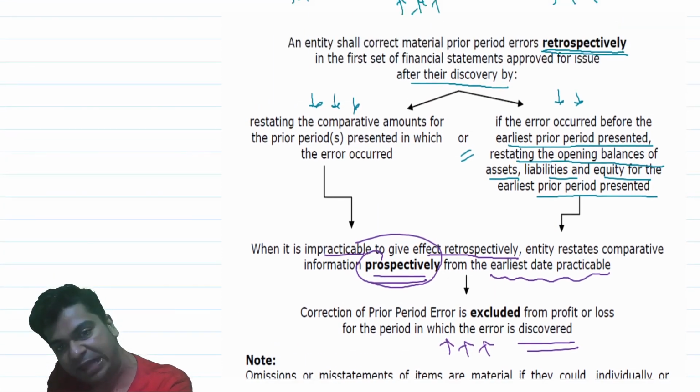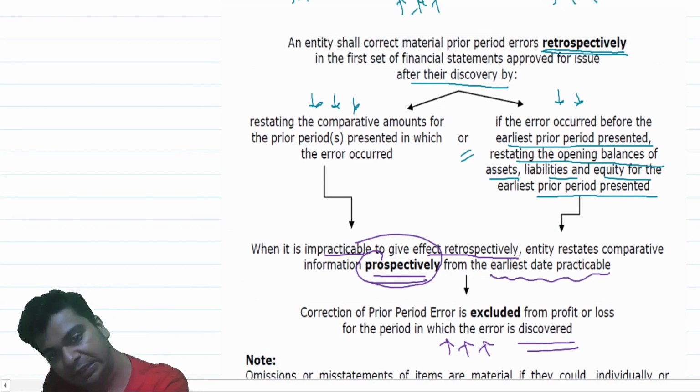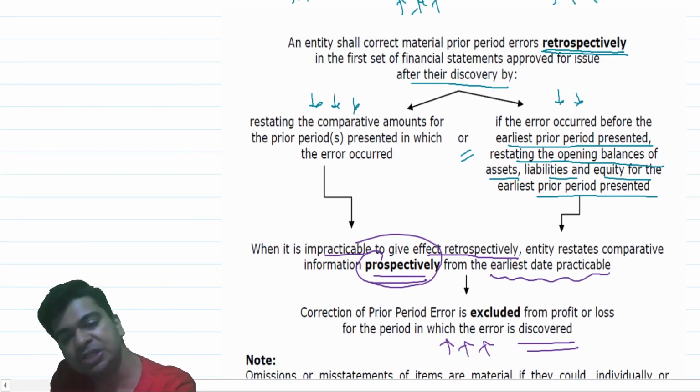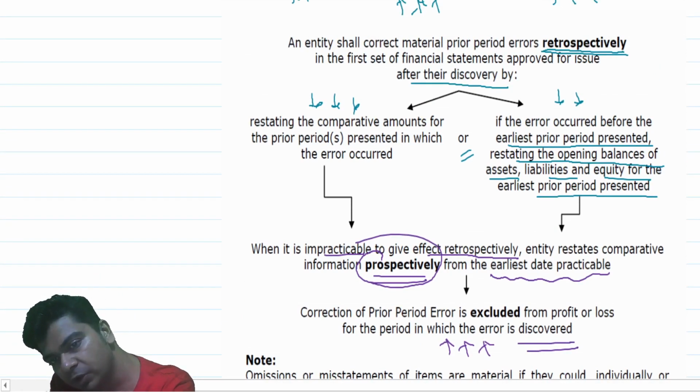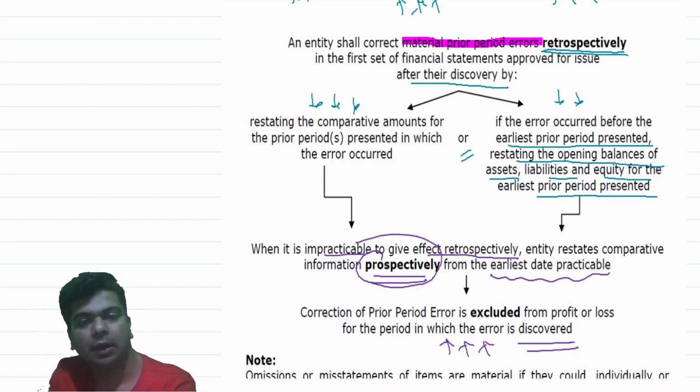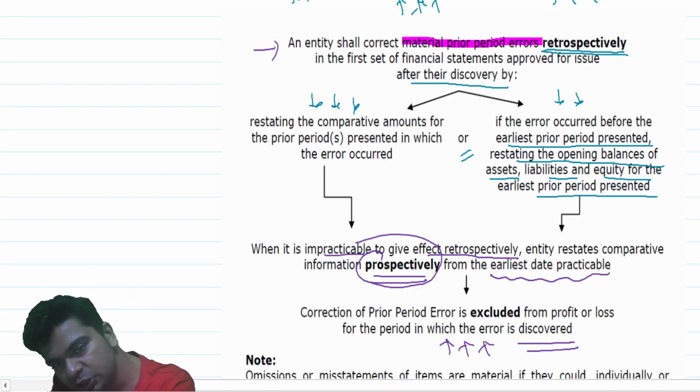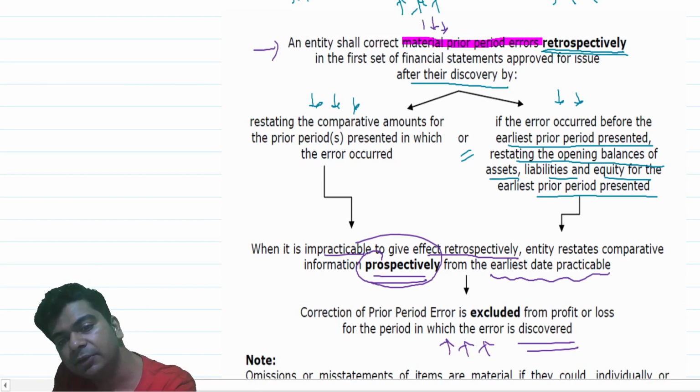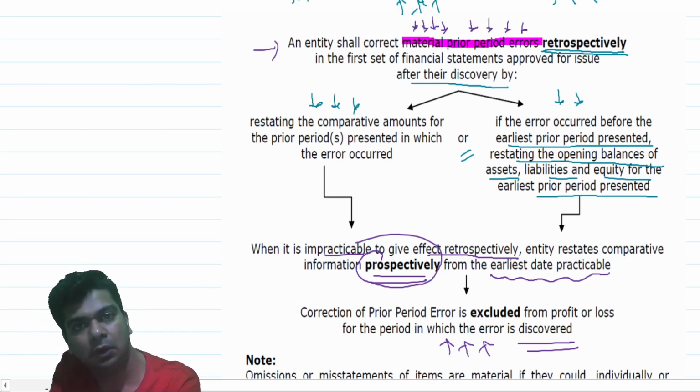Yes, there's one phrase that you should really concentrate on. They are saying an entity shall correct. Okay, I'm drawing your attention over here. It says an entity shall correct material prior period errors. You know, they use the word material.